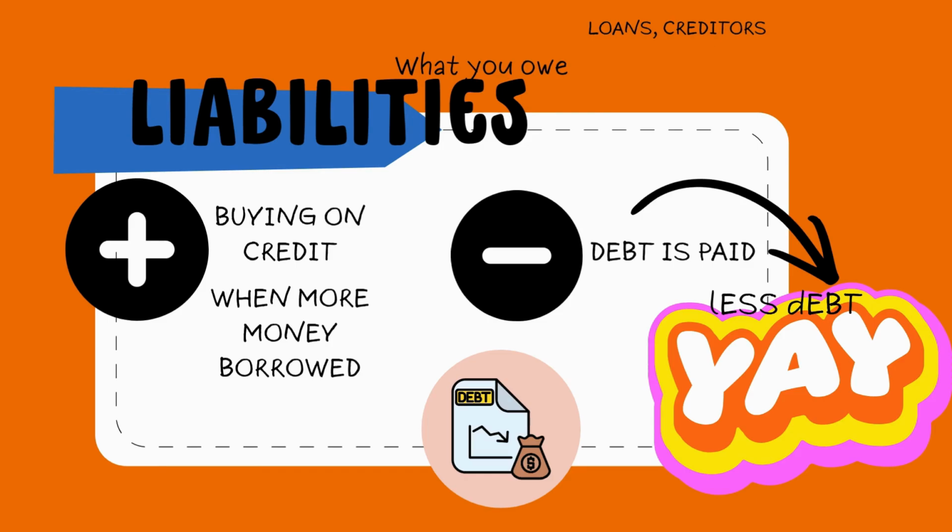Liabilities is a little bit different. So liabilities is what you owe. So it's loans or a creditor. Now, when you are buying on credit, you are increasing what you owe. So when more money is borrowed, you are increasing your liabilities. What does liabilities mean? What you owe. When you pay your debt, you are decreasing liabilities because there is less debt, less money that you owe, and that is a good thing when you are paying off your liabilities.